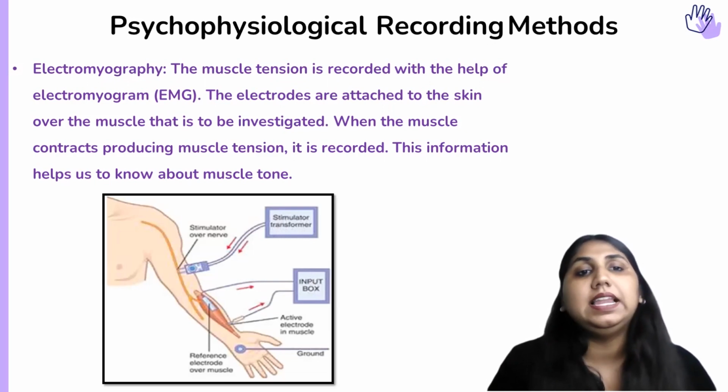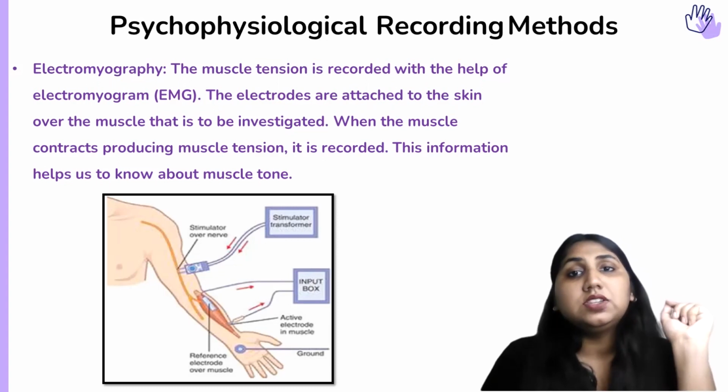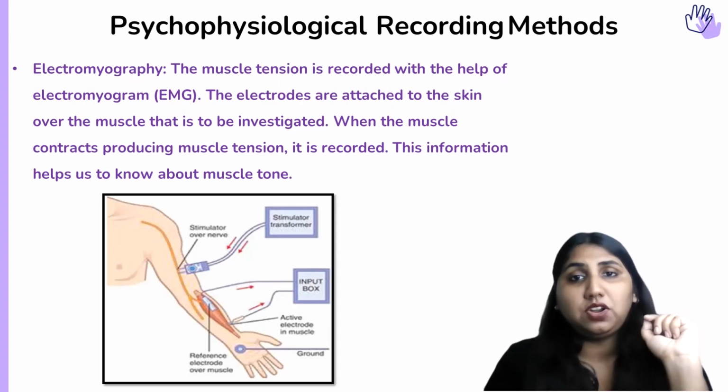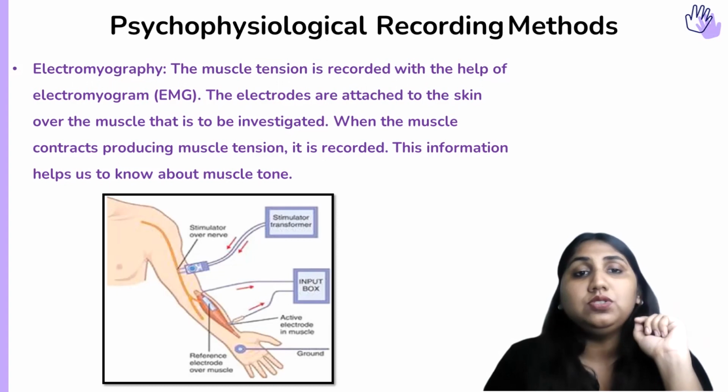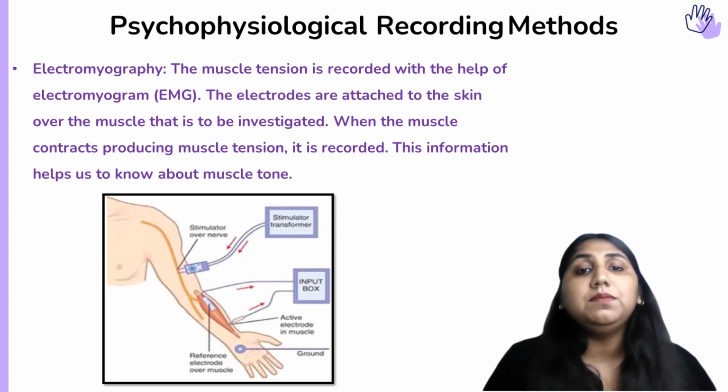So what happens in electromyography is that this records the muscle tension with the help of an electromyogram. So EMG, this whole device is known as EMG. Now what happens is the electrodes are attached to the skin over the muscle which needs to be investigated. So let's say if I have to investigate this aspect of my hand, I will be attaching electrodes over here. Okay. So when the muscle contracts, producing some amount of muscle tension, the tension would be recorded, and this information often helps us in understanding muscle tone.